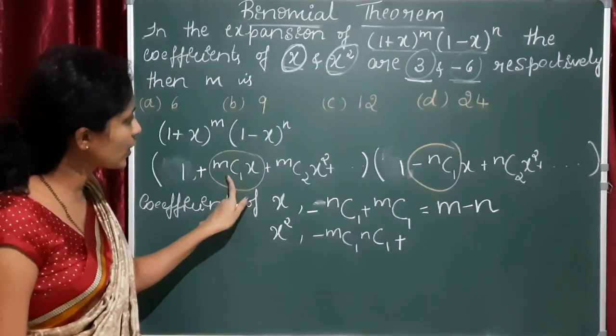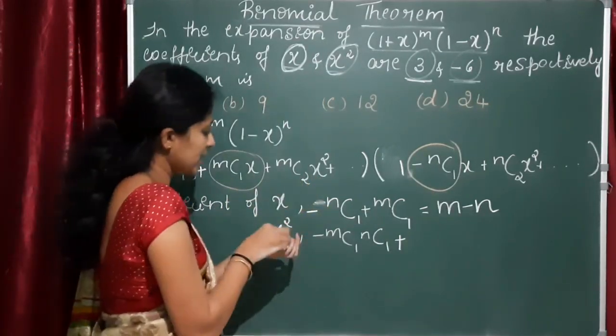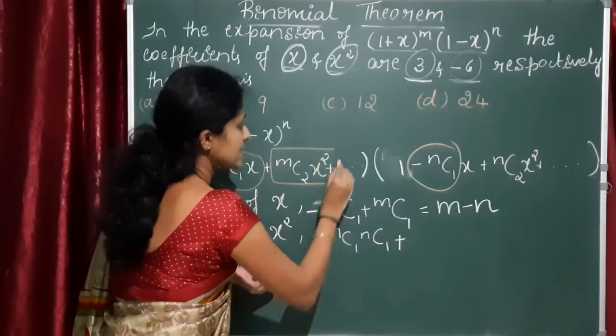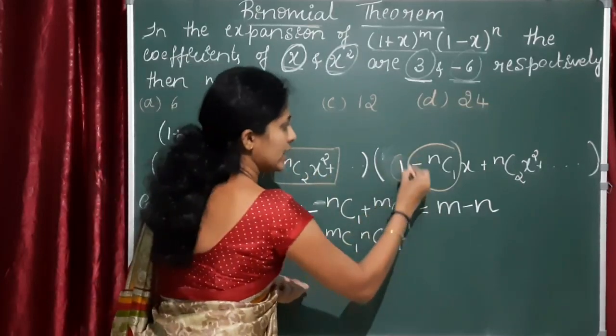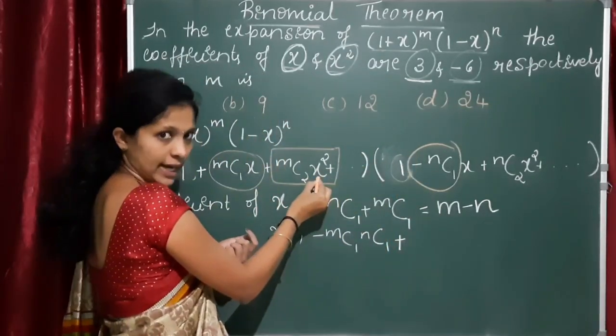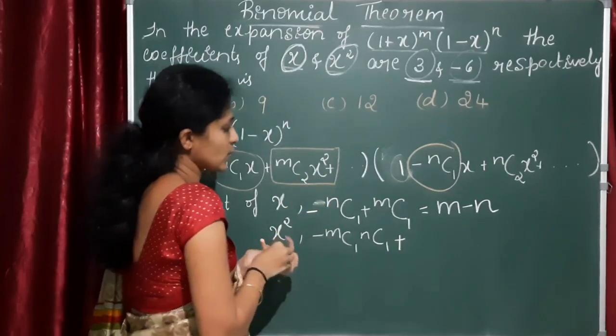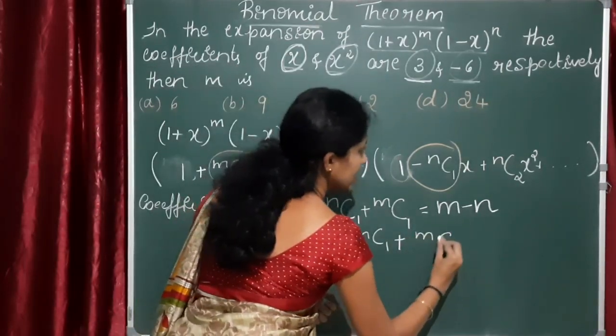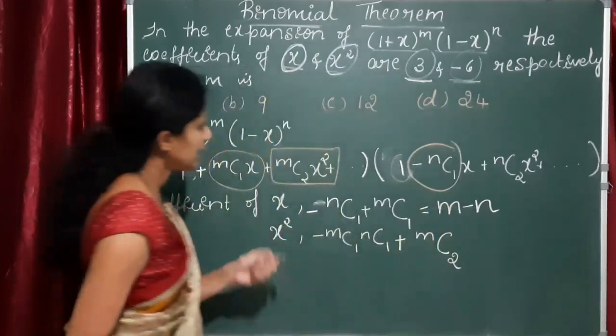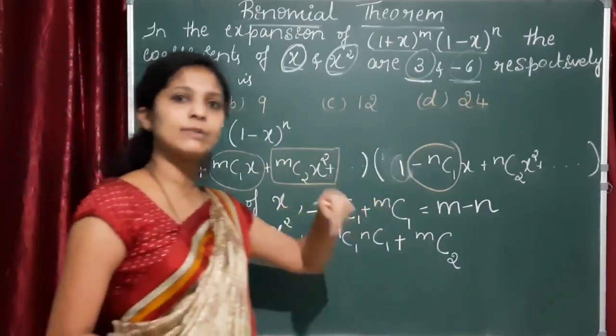Next, the coefficient of x square. Anyway, if you multiply this term, mc2 x square, with this one, I'll get the x square term, right? So this is a coefficient of x square, so it will be mc2. I hope you are getting it. Next, if you multiply, the cube is there. Anyway, it will be more than that.